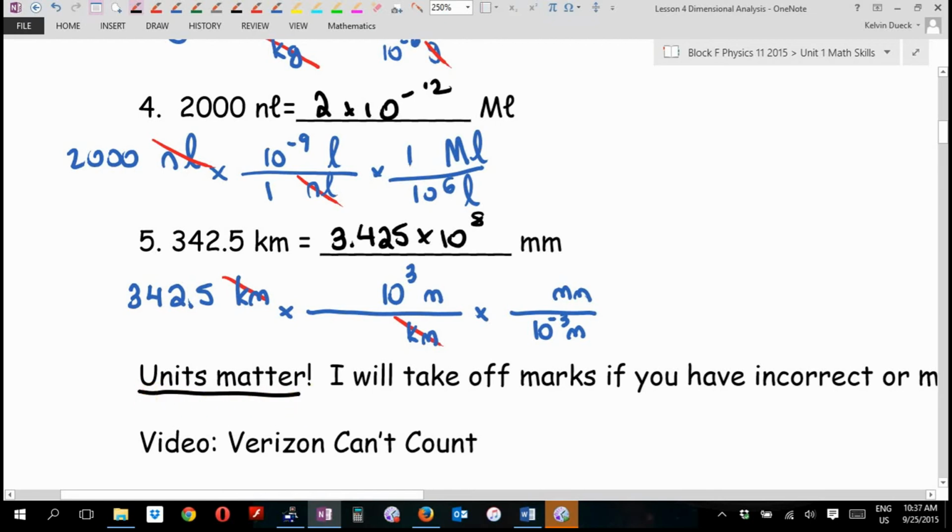Units matter. I will take marks off if you have incorrect units. I will. Or missing units. I will. Units matter. Put your pencils down, look up.